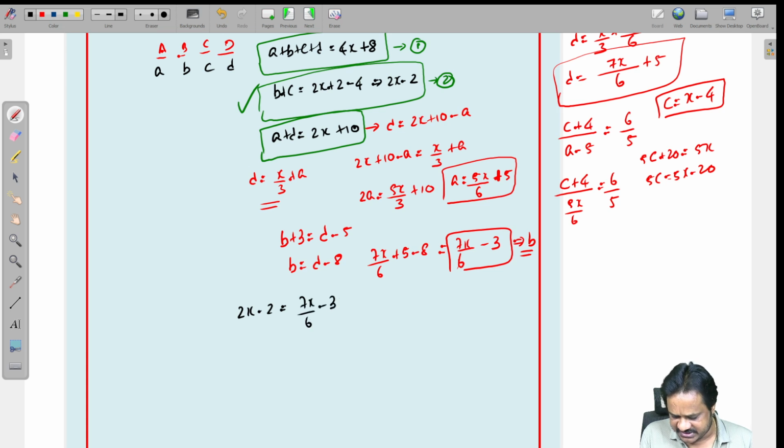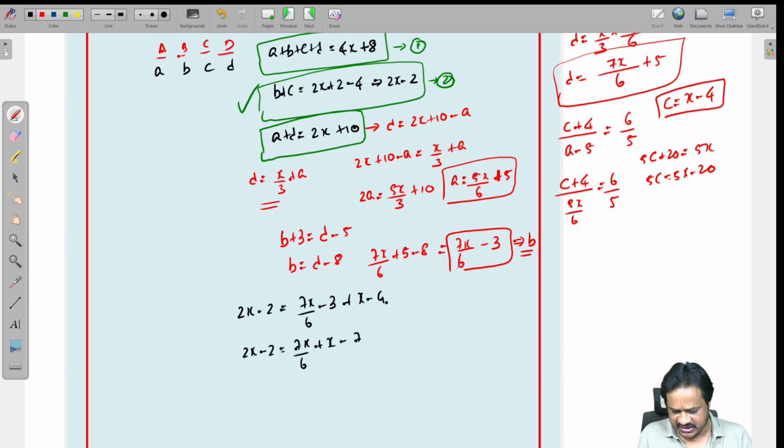7x by 6 minus 3 plus C value x minus 4. If you solve this one, you will get the x value. You need to solve this one, therefore you are going to get the x value. Now let us solve. 2x minus 2 is equal to 7x by 6 plus x minus 7.